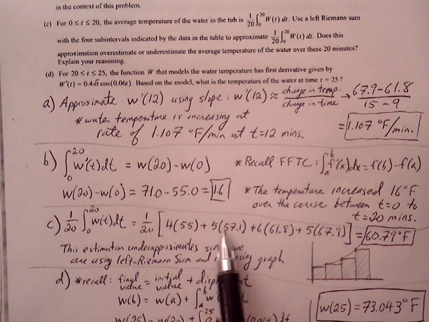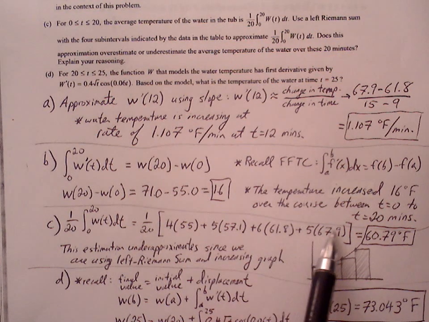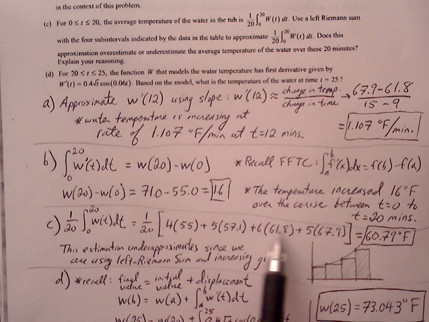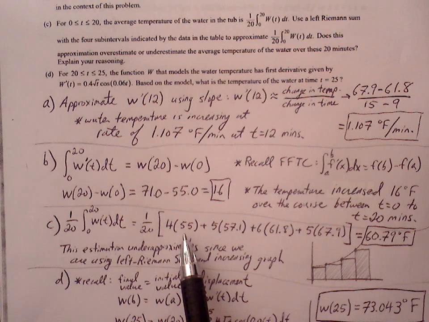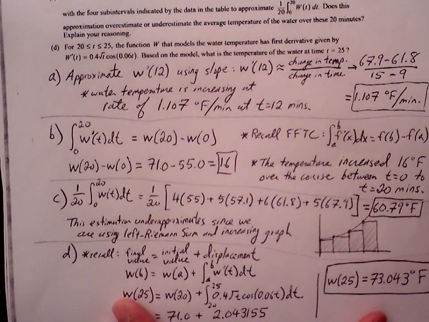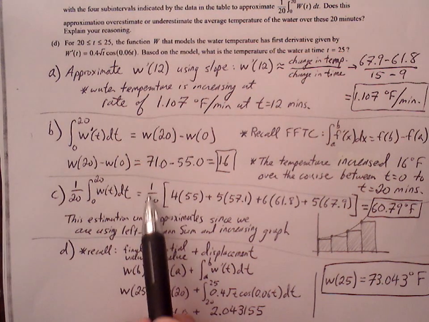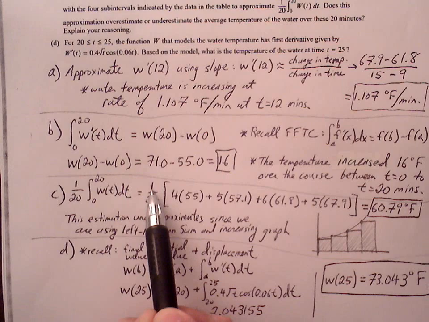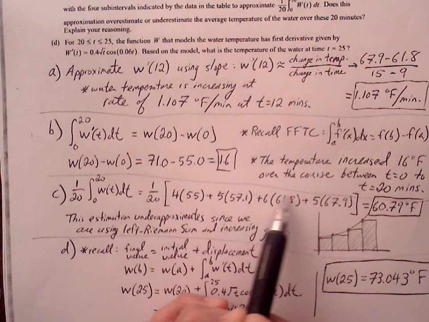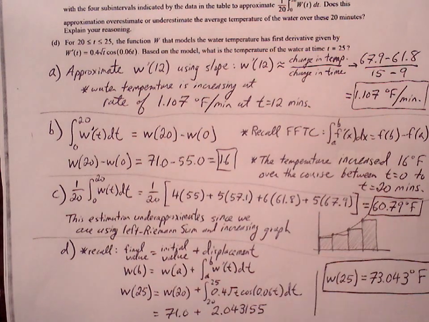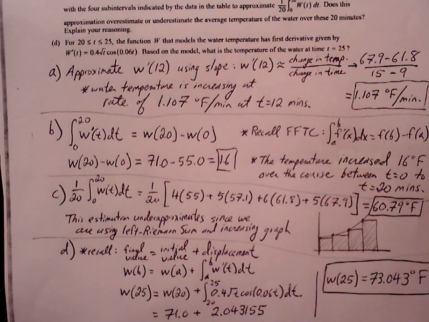So width times height, and so on and so forth. This will arrive at the approximated area under the W(t) graph between 0 and 20. And then we do the average value, divided by 20, or times 1 over 20. And this accumulates to be 60.79 degrees Fahrenheit.